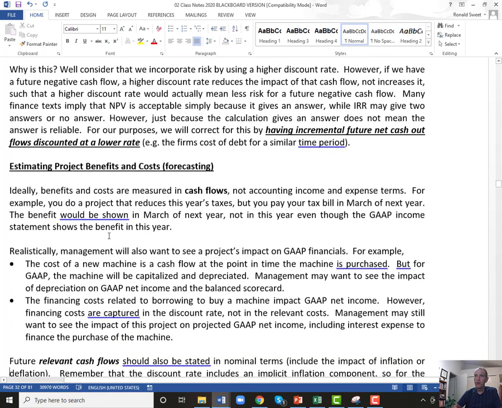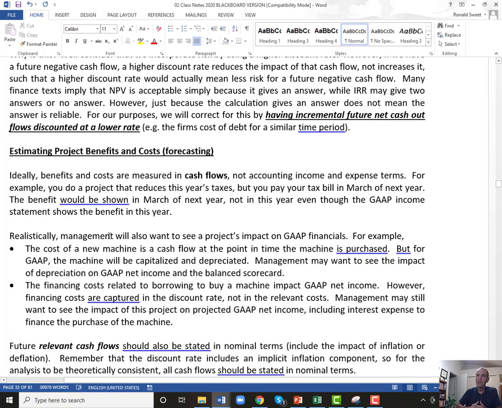All right, so how do you do forecasting? This is very high-level forecasting. Benefits and costs should all be measured in cash flow terms, not in accounting terms. All right, so what does that mean? That means when you do your projects, you don't have to worry about depreciation because depreciation is non-cash.